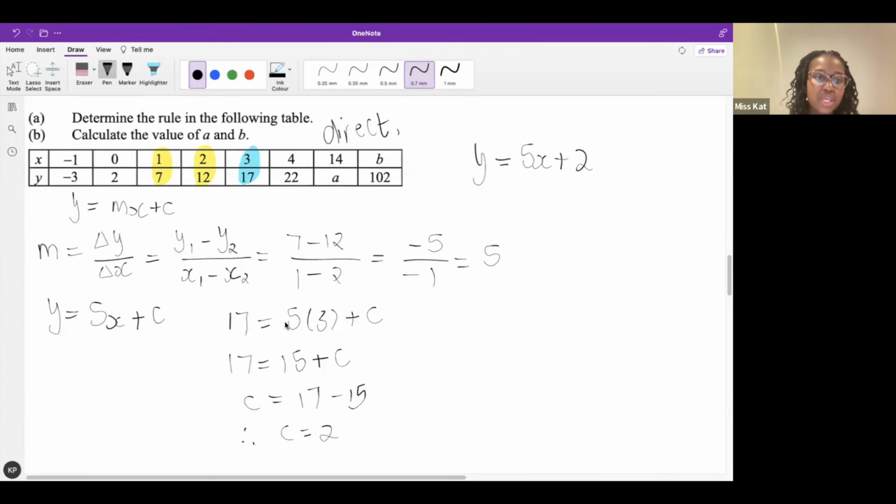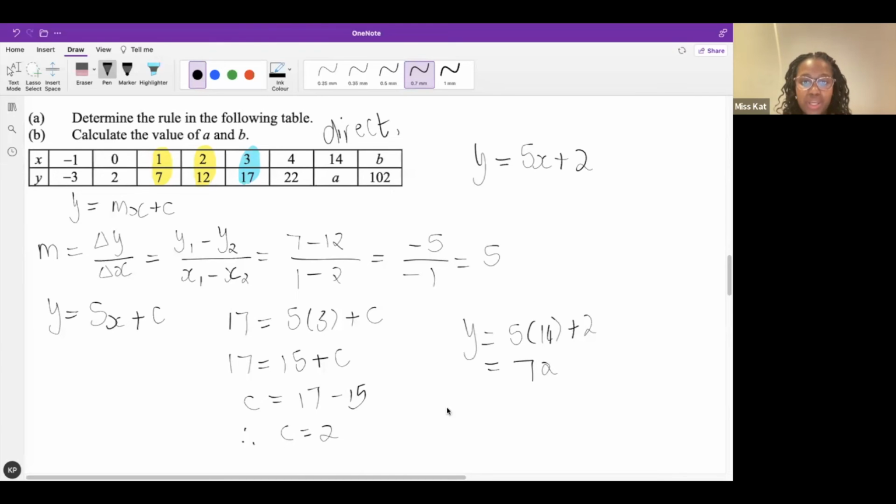So indirect means if x is 1, 2, 3, 4, 5, then y will be 10, 5, 0, -5. The other one will decrease. Okay, wonderful. So let's find A and B. Is there anyone who actually found them? Anyone who found A and B? Nice. Okay, let's see. Y equals 5 times 14 plus 2, which is indeed 72 for A.